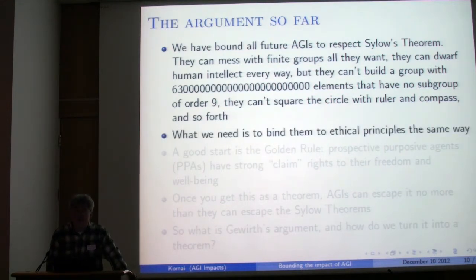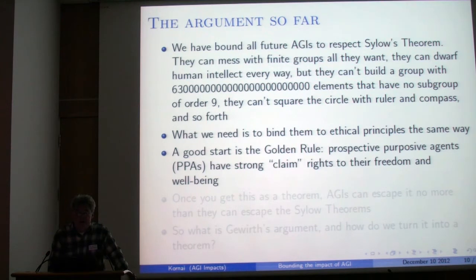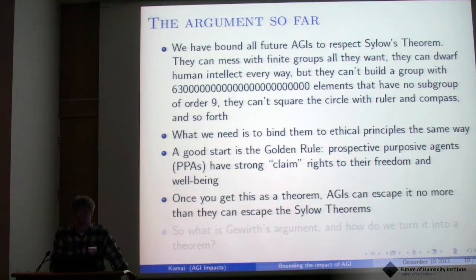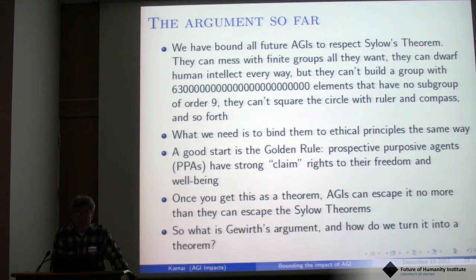What we need to do, and this is the program, Gewirth's program basically, is to bind them to ethical principles the same way. So a good start is the golden rule. Prospective purposive agents, PPAs, have strong claim rights to their freedom and well-being. Okay. Once you get this as a theorem, then the AGIs can escape it no more than they can escape the Cyril theorems. So what is the argument, and how do we turn it into a theorem?